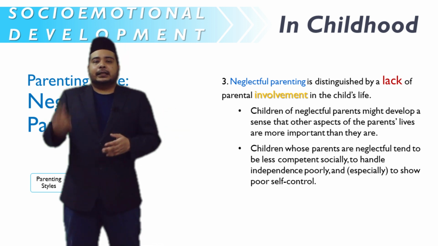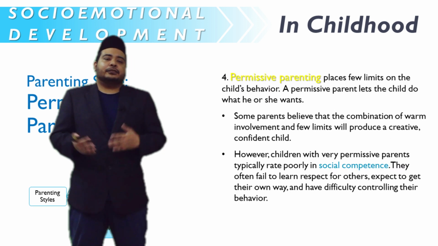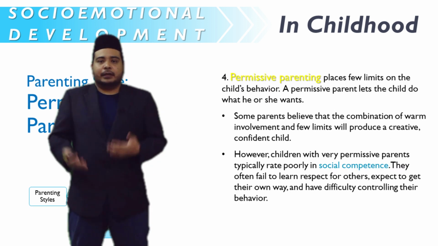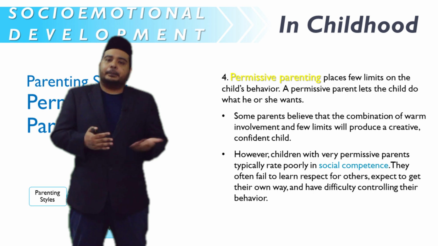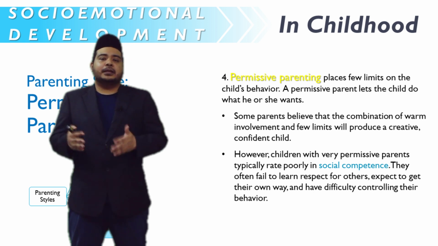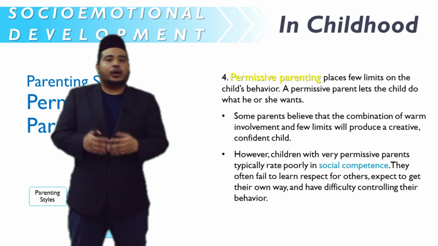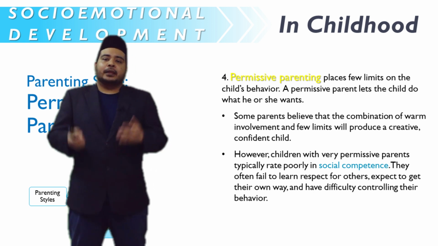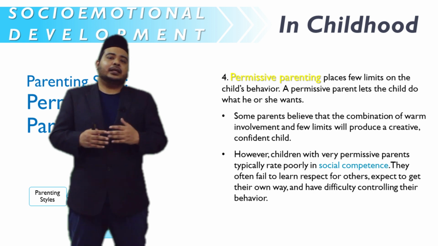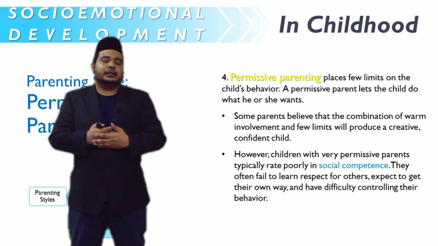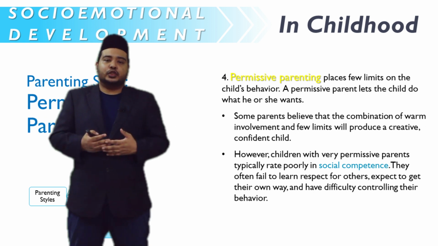The last type of parenting style is permissive parenting. Permissive parenting places few limits on the child's behavior. It's not like authoritarian or authoritative. A permissive parent lets the child do what he or she wants to do, giving pretty much freedom to the children.